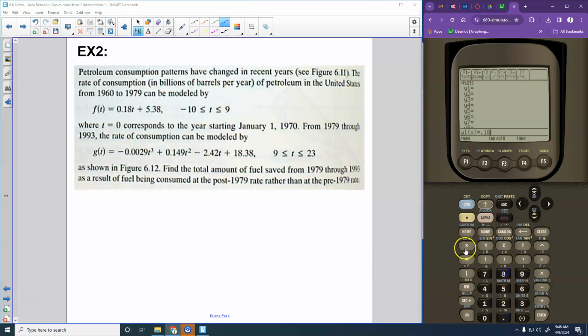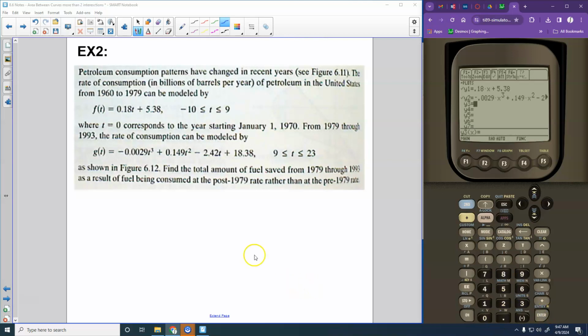I got 0.18x plus 5.38. And then y2 is negative 0.0029x to the third plus 0.149x squared minus 2.4642x plus 18.38.